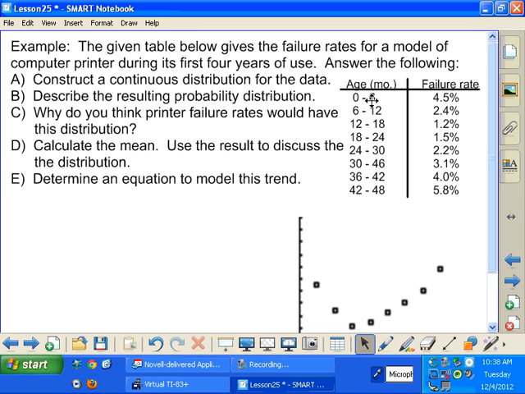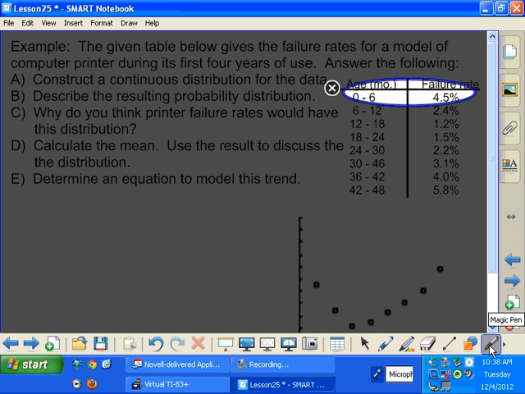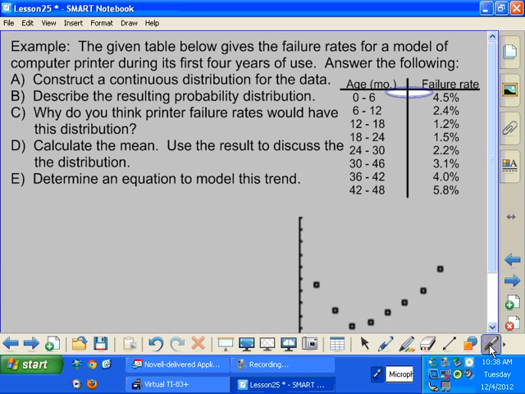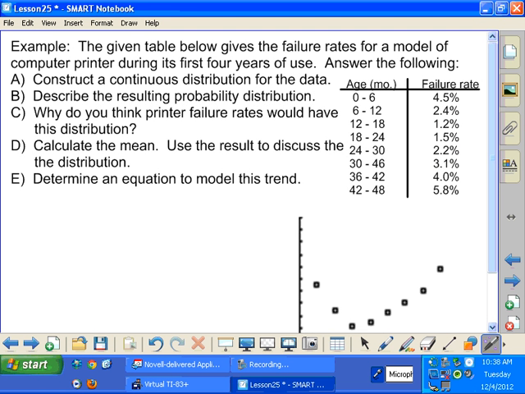We're using that table, and what they've done is they've recorded failure rates of their printer hardware. So in the first 0 to 6 months, if we look here, 4.5% of printers fail in the first 6 months, and then they've recorded the data accordingly. So the first question here is to construct a continuous distribution for the graph.